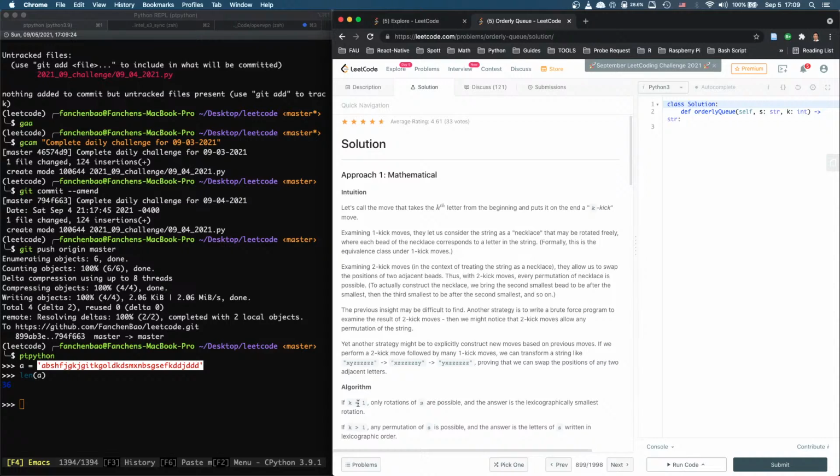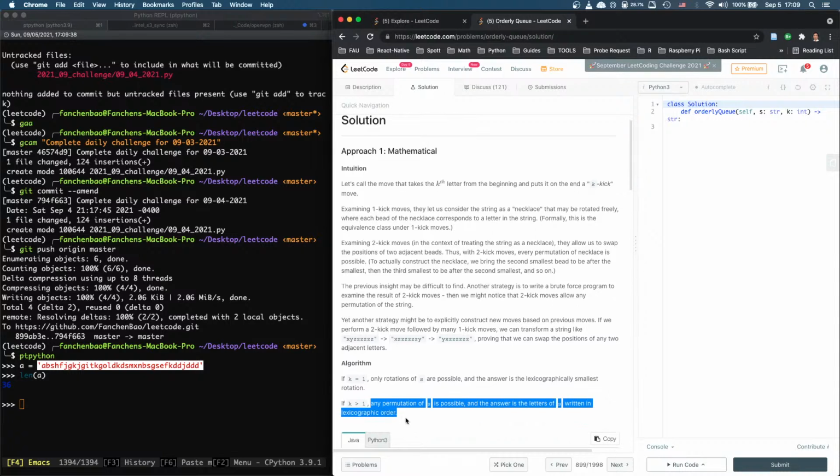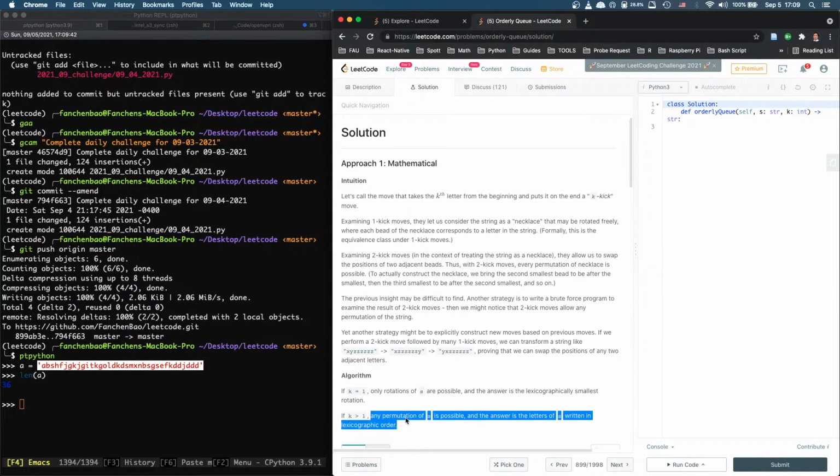If k is 1, if k larger than 1, any permutation of s is possible. Huh. I was able to prove k is larger than half, but now they're telling me k larger than 1. All right, let's give up. Let's just try to understand.